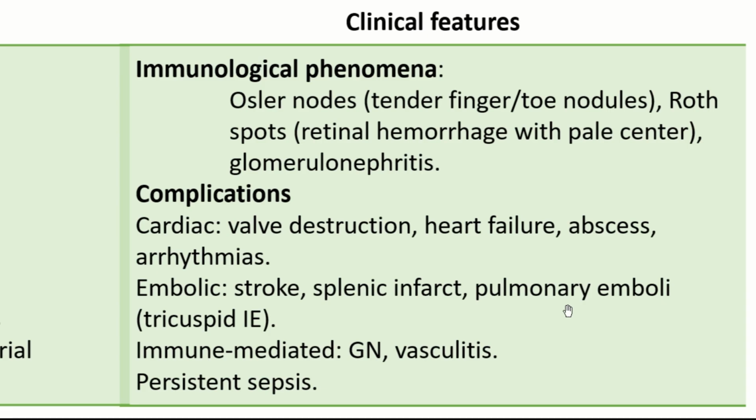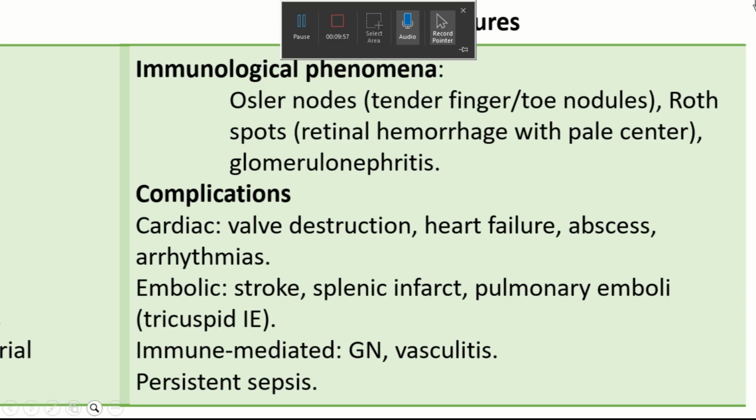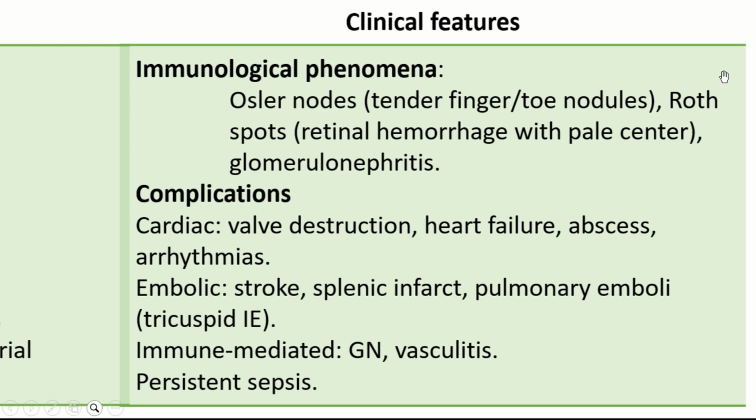Then we have the complications, because someone can come with complications of infective endocarditis, and these include valve destruction, heart failure, abscess, arrhythmias. We can have strokes occurring, splenic infarct, pulmonary emboli, and sometimes immune-mediated glomerulonephritis happening.